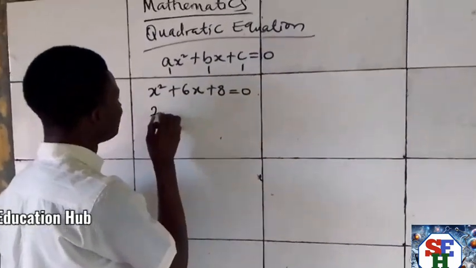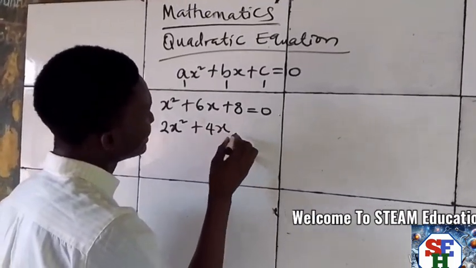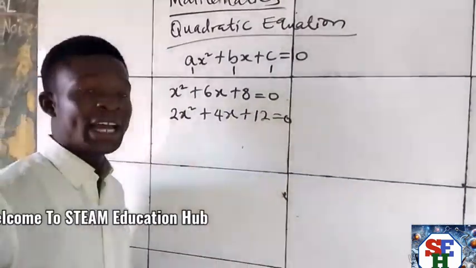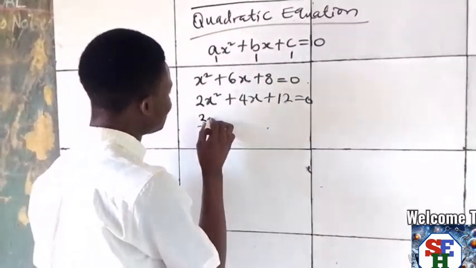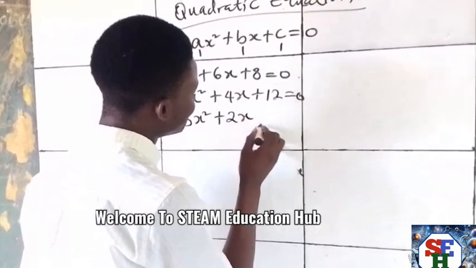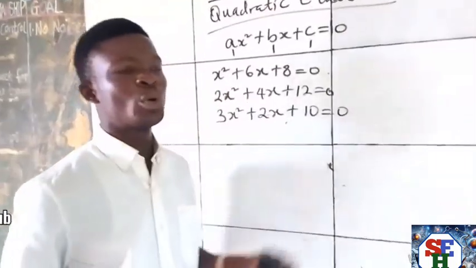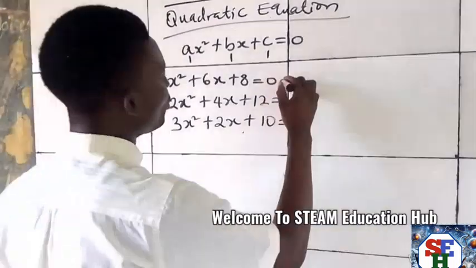Another example is 2x squared plus 4x plus 12 equals 0. It's another example of a quadratic equation. And we have another one, 3x squared plus 2x plus 10 equals 0. This is another example of a quadratic equation. We still have many more, but we'll be considering only these.